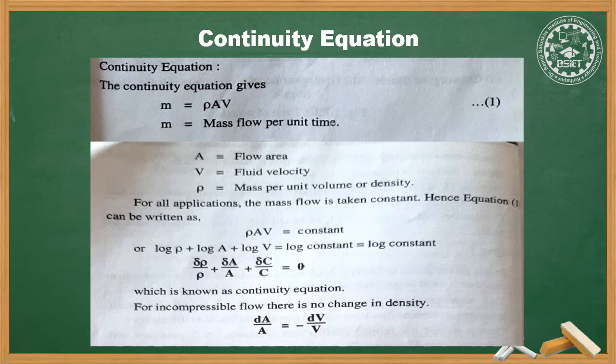For all applications, the mass flow is taken constant. Therefore, it can also be written as rho × A × V = constant, or log rho + log A + log V = log constant. That is, change in density upon original density plus change in area upon area plus change in velocity upon velocity is equal to 0, which is known as the continuity equation.